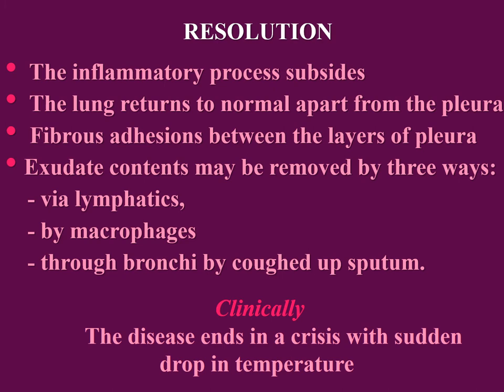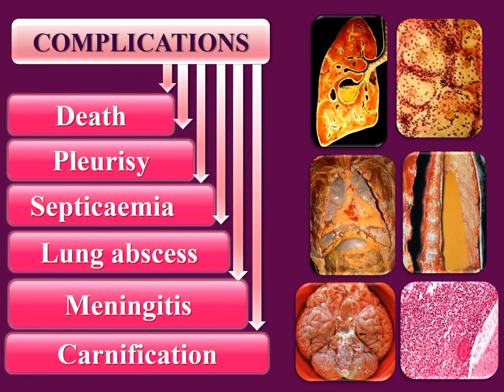Exudate contents may be removed in three ways: via lymphatics, by macrophages, and through bronchi by coughed up sputum. The disease usually ends with a sudden drop in temperature, the so-called crisis. Before the antibiotic period, death was common as a result of lobar pneumonia.